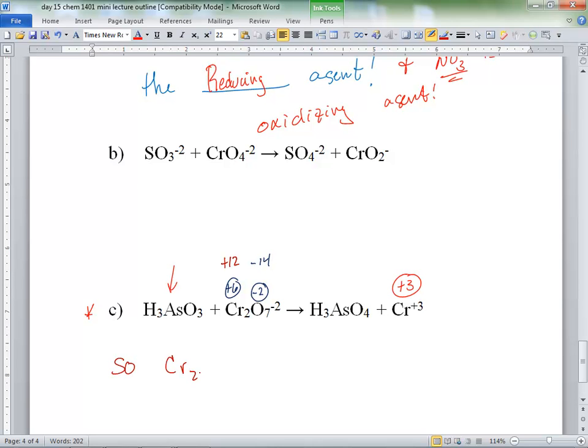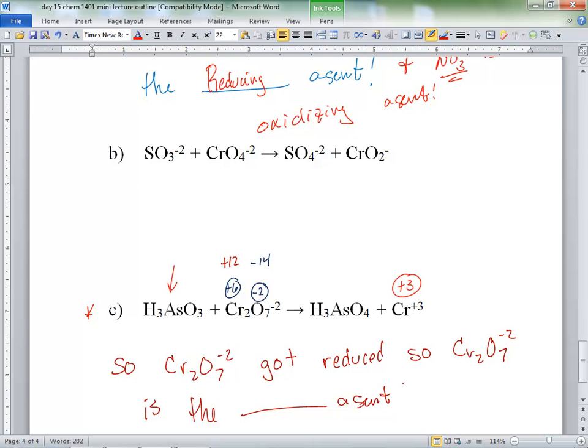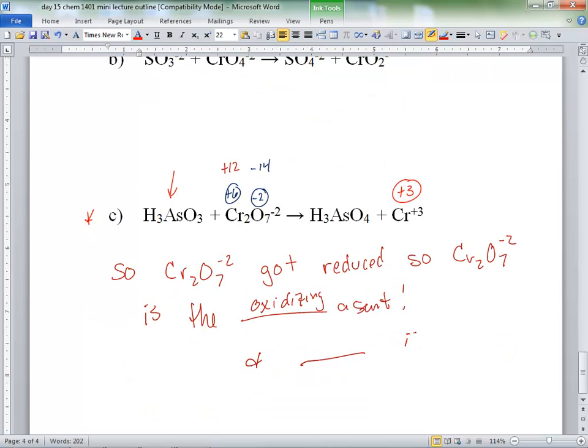Cr2O7, -2. Lauren, what did it do? It went from a 6 to a 3. It got reduced. So this compound is the blank agent. It is the, everybody? Oxidizing agent. Excellent. And what is the reducing agent then? Yeah, just copy it. H3AsO3. Arsenic. Oh, it's some arsenic acid of some kind. Okay?